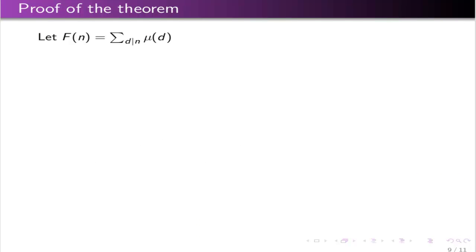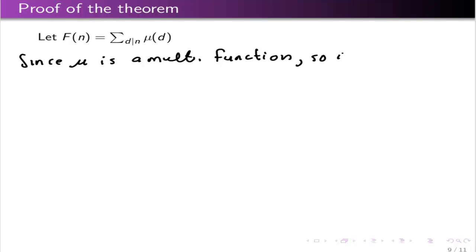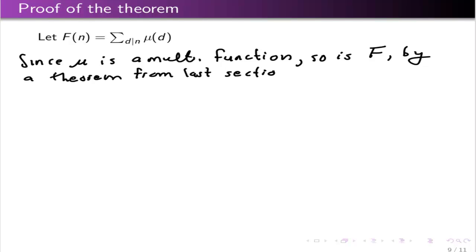Okay, proof of the theorem. So let capital F be the sum over the divisors of n of mu of d. So the first thing I want to observe is that since mu is a multiplicative function, what can we say about capital F? Well, we proved a theorem last time that says if you put any multiplicative function here, the outcome is multiplicative, by a theorem from last section. Okay, so I got a multiplicative function, so we're going to do the three-step procedure. We've observed that capital F is multiplicative, then I want to evaluate it at a prime power.